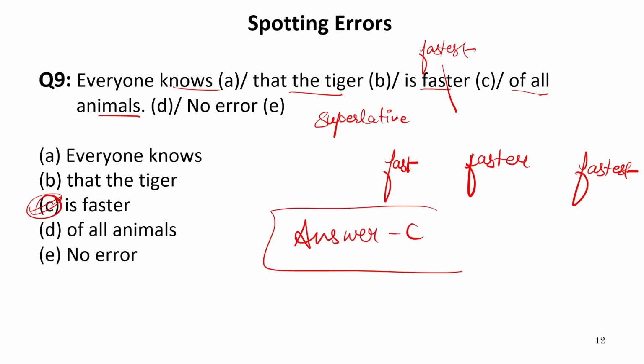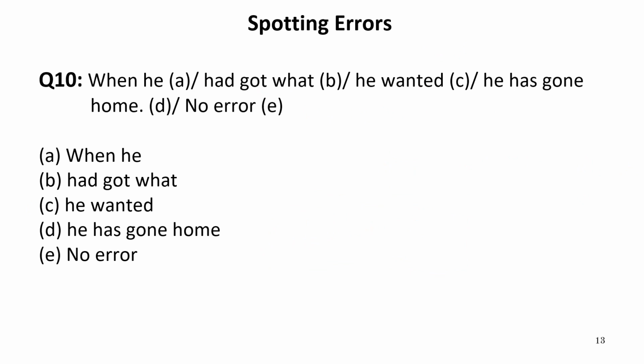When we compare one to all, we use the superlative degree of adjective. When we compare one to another, considering one lower and another upper or higher, we use the comparative degree of adjective. And to compare two things on the same level, we use the positive degree of adjective. Now let us move to the next one.